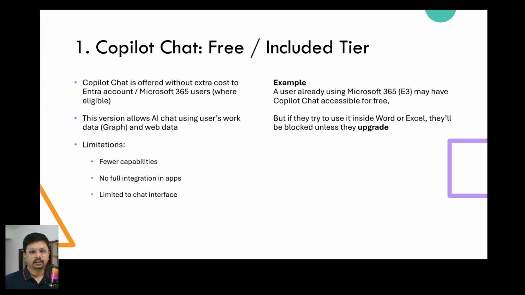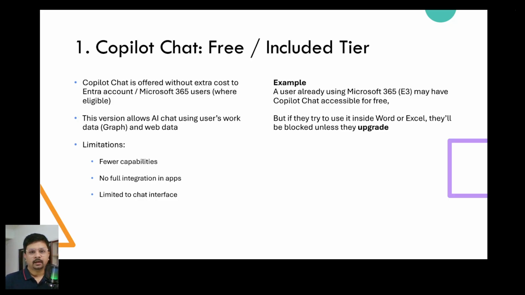Now the pricing model we are going to understand. First one is Copilot Chat. This is completely free with no extra cost and it is completely linked to your Microsoft account. There are a few limitations: no full integration in the applications, a limited chat interface, right? You cannot call the Graph API, custom connectors, and so on.